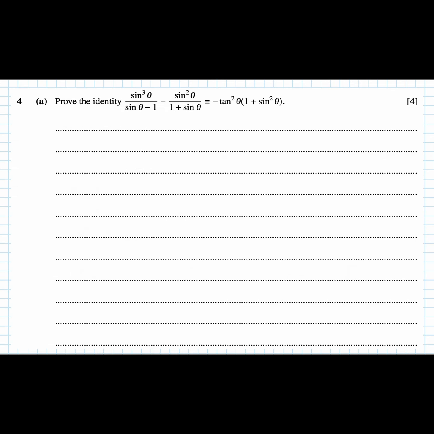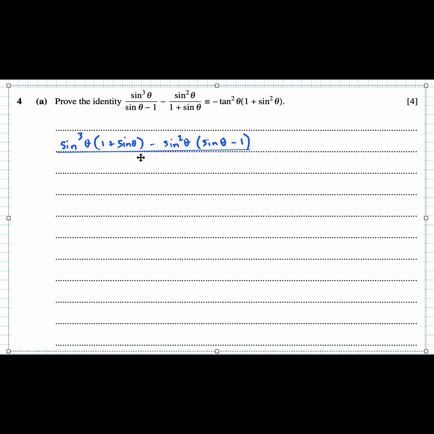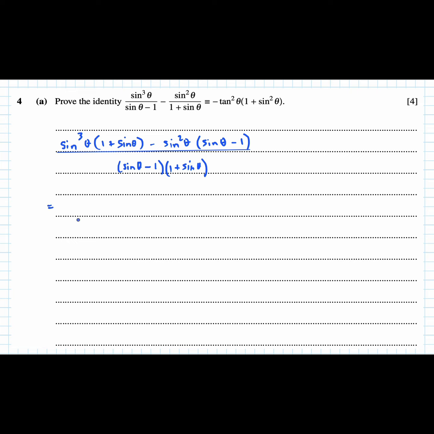In question 4, we must prove that this identity is equal to the right-hand side, which is minus tan squared theta, in brackets 1 plus sine squared theta. So we're going to multiply across on both sides. With this kind of question, you will see that you have to multiply across because we want to get the same denominator. We want to simplify it down in some way. We also know that we're going to require our identity of tan theta equals sine theta over cosine theta. So that's going to come into something later on. So I'll multiply everything out now.